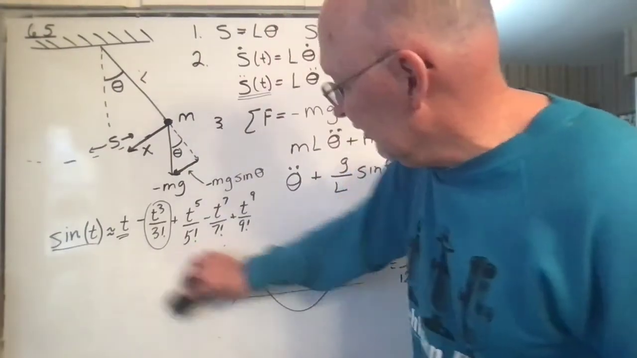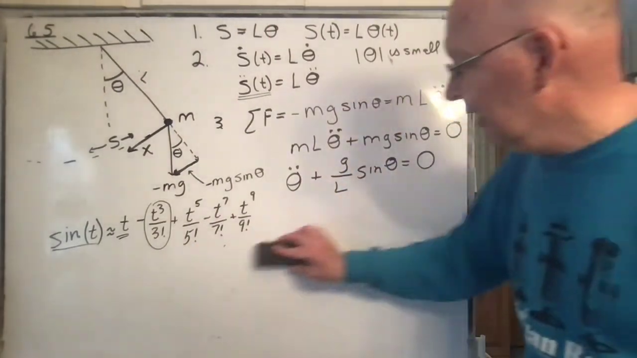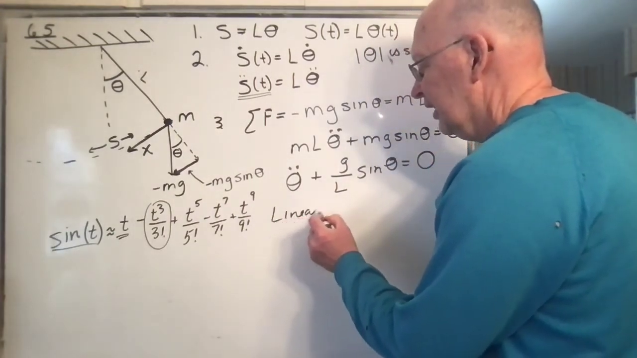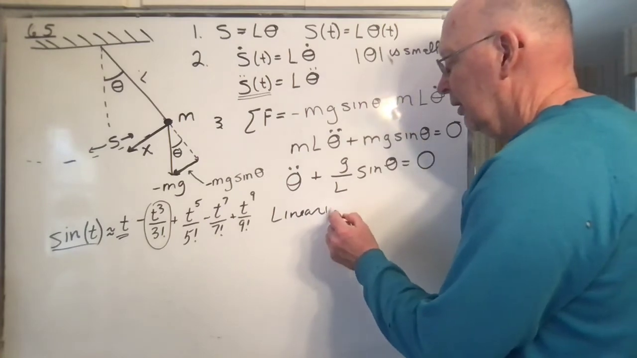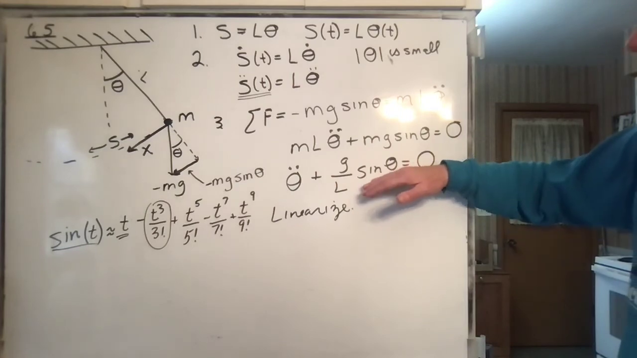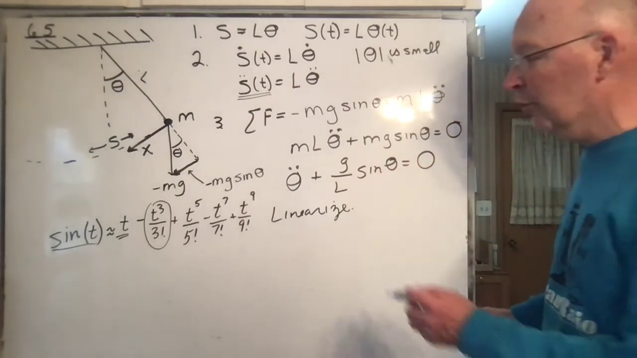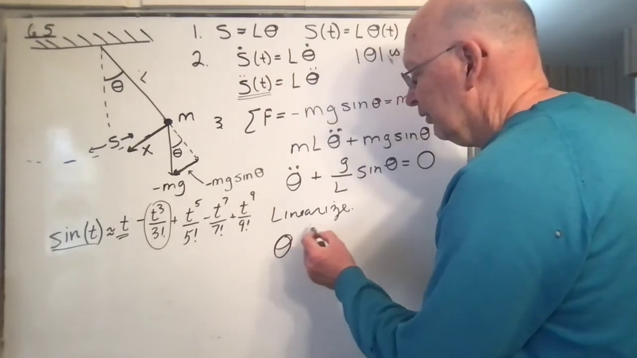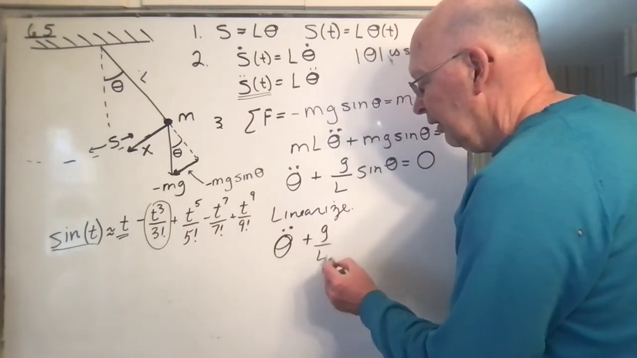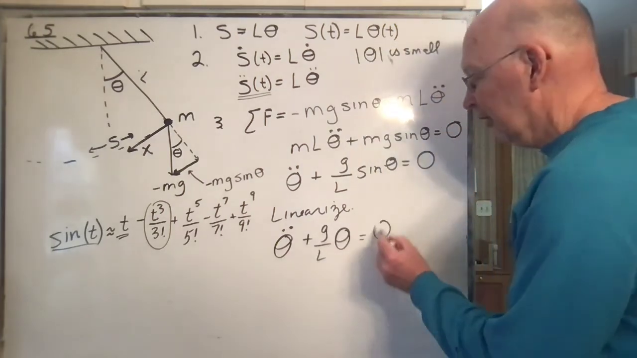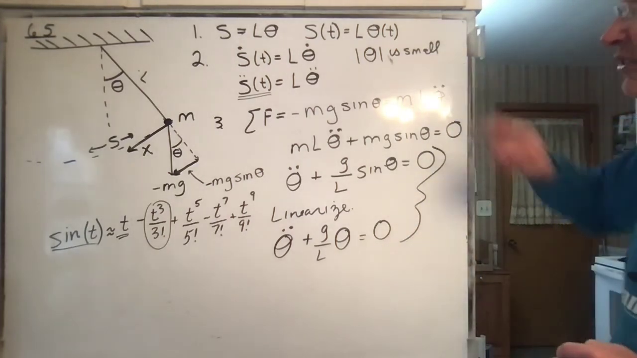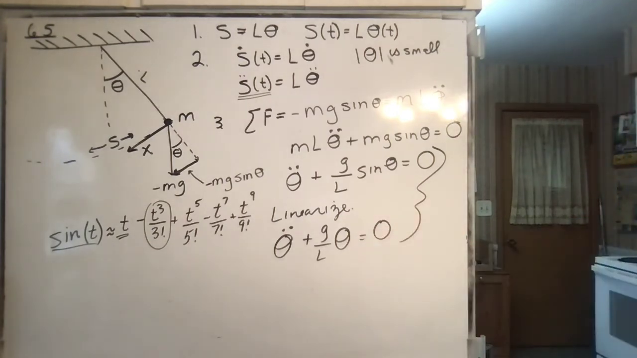So the moral of the story is that we linearize. That's what's called linearizing. It means you give up on this one, and you say, let's pretend that it's something a little bit different, and then that will be something that we can work with. So here's the linearization: theta double prime plus g over L theta is equal to 0. This is going to be a valid approximation as long as theta is small. It's going to be a good approximation.